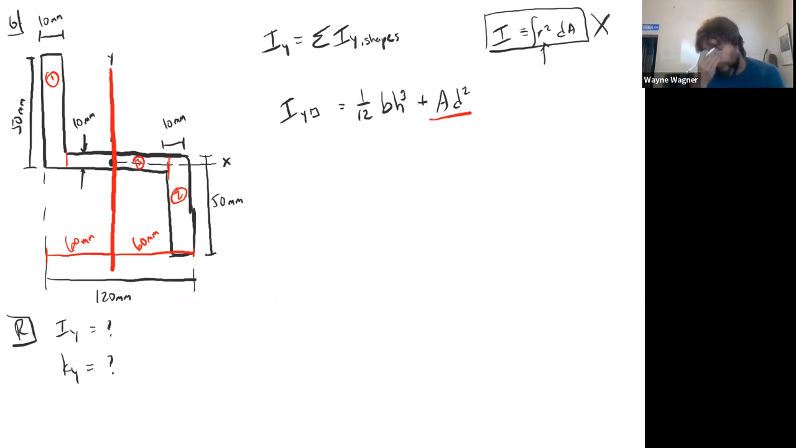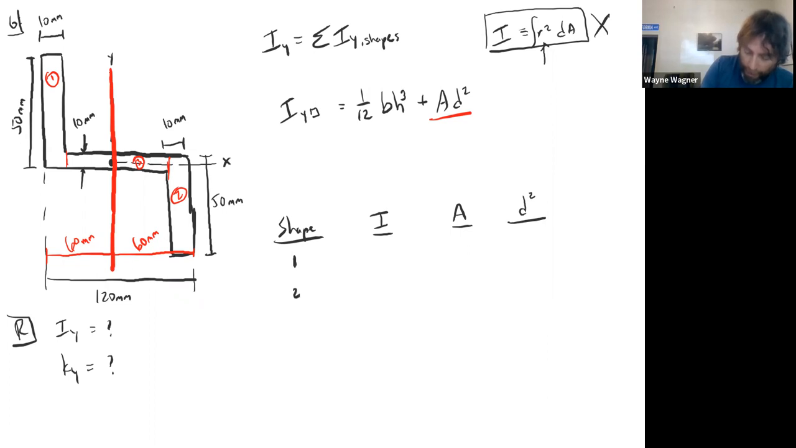And so we're going to walk through this. I'm going to create a chart just like I would do with the centroid. We're going to do shape, we're going to get I, then we're going to get area, and then we're going to get the distance squared. And I'm going to talk about each of these as we do it. So this is shape 1. Shape 1 and shape 2 are identical, so we're just going to do those together.